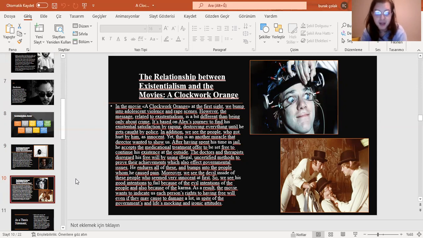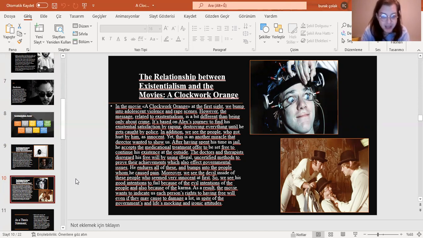After having spent his time in jail, he accepts the medication or treatment offered to him in order to be set free, to continue his existence on the outside. The doctors and the therapist disregard his free will by using illegal and uncertified methods to prove their achievements, which also affected governmental issues. He endures all of this and bumps into the people whom he caused pain. Moreover, we see the devil inside of these people who seemed very innocent in the first scenes. You have to remember or realize this if you ever watch this film.